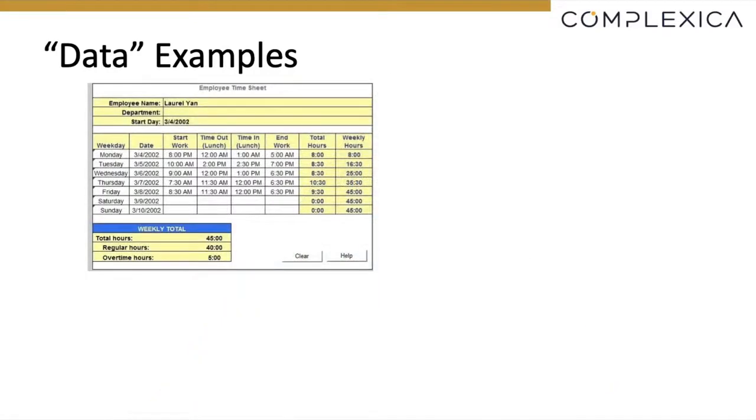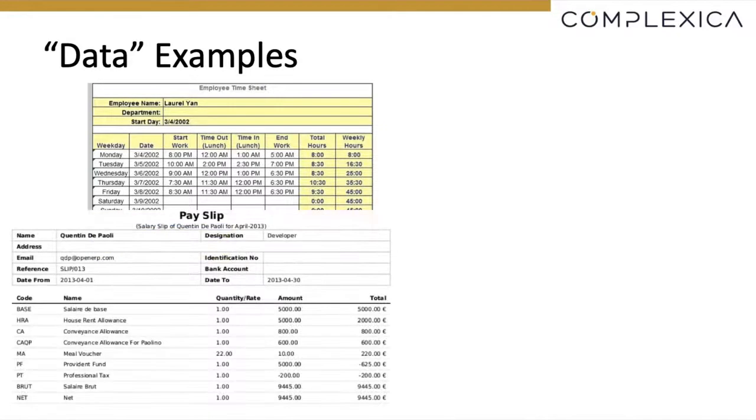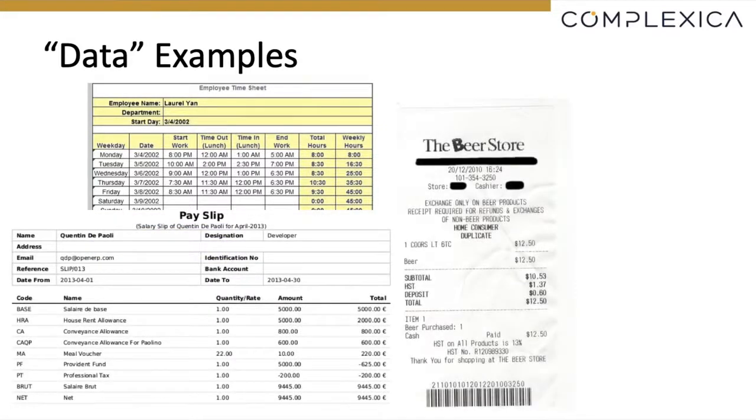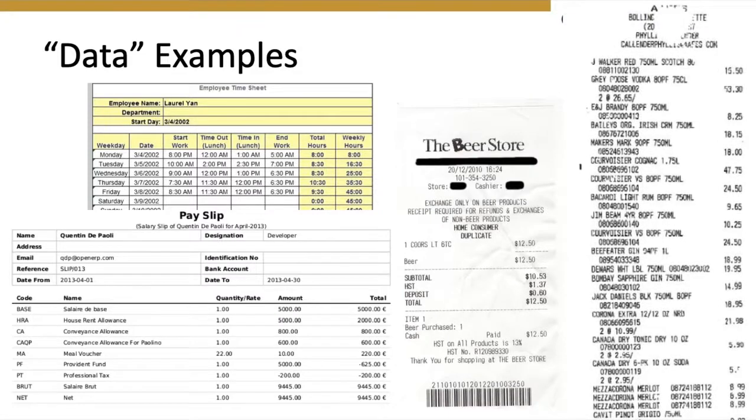Examples of data include employee timesheets, when someone checked in, when they punched out, did they take lunch, did they work overtime, pay slips or receipts from retail stores. This person went and bought a 6-pack of Coors Light from the beer store, whereas this person bought a whole shopping cart of alcoholic products ranging from Jack Daniels all the way to Maker's Mark. All of these represent pieces of data.